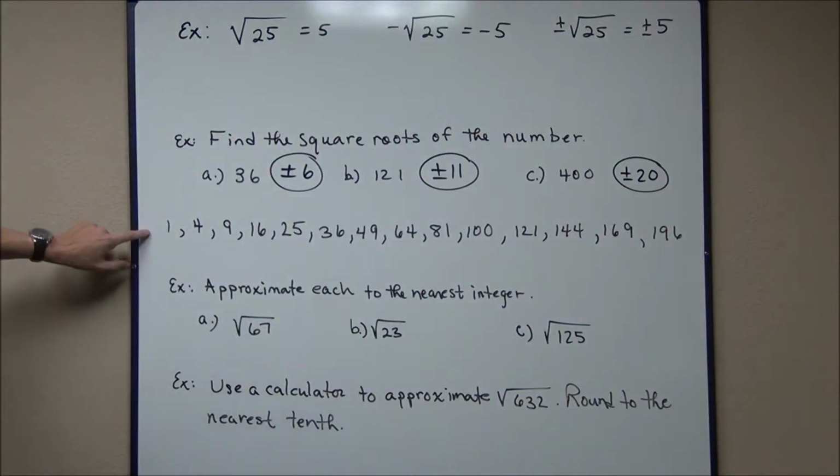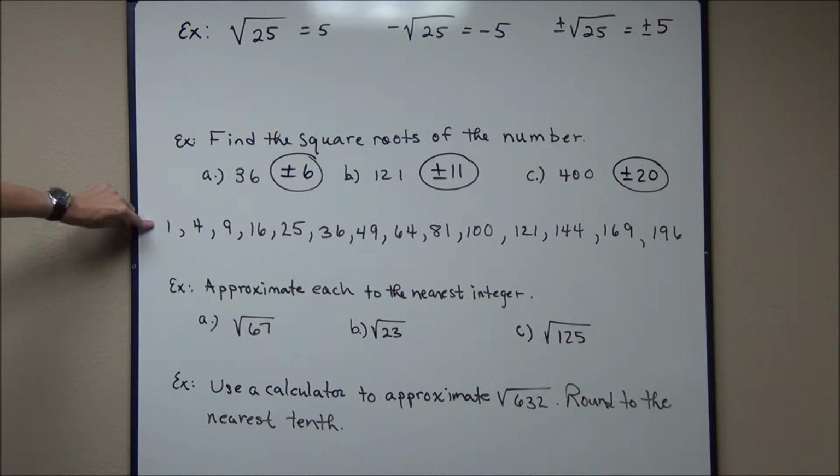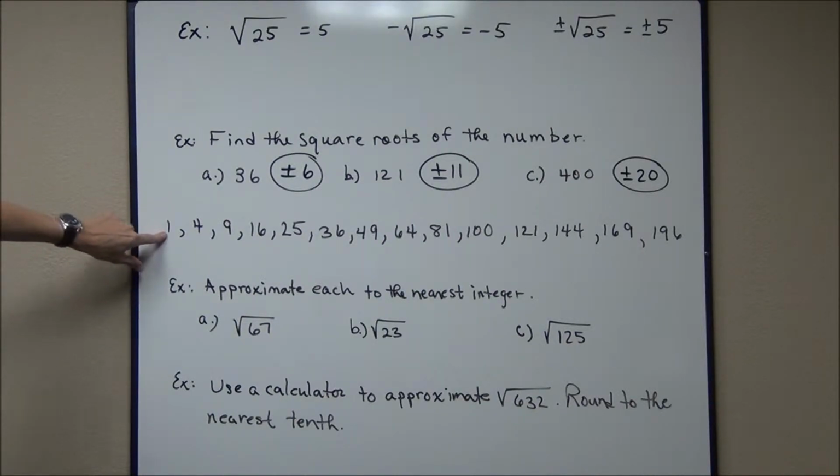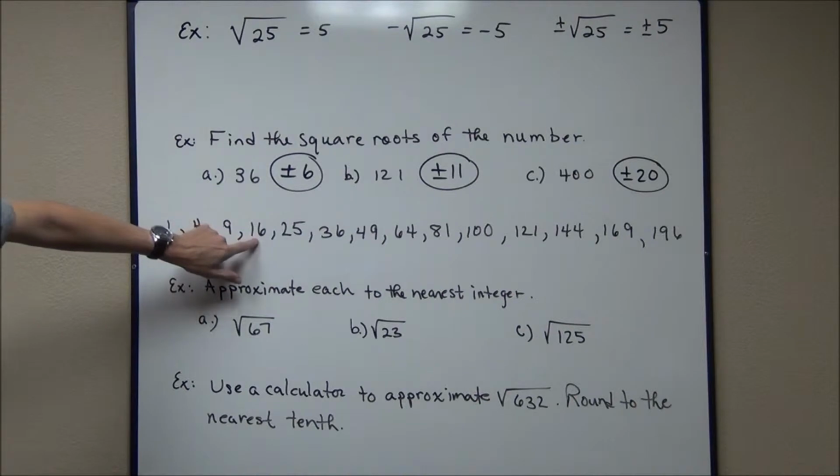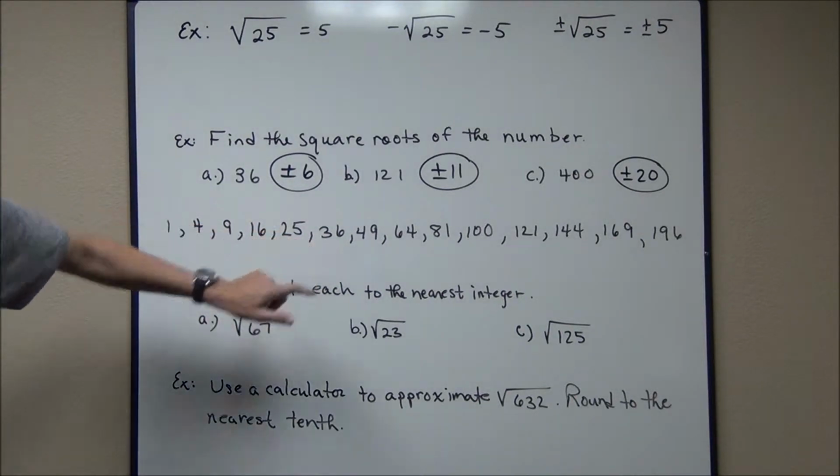Now I've got a list here of 14 perfect squares. If I had spaced this out a little bit better, I was going for 15, but I took too much space down on this end. 1 times 1, 2 times 2, 3 times 3, 4 times 4, 5 times 5, 6 times 6.